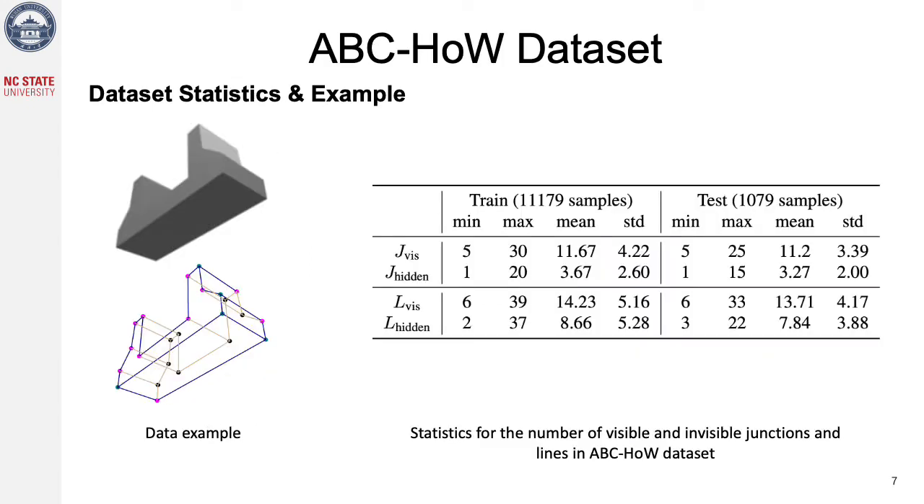Because there is no available data for the new task of HoW-3D, we present a dataset named ABC-HoW, which contains 991 objects from the ABC dataset that are dominated by straight line segments as the main physical object boundaries. For each object, we render the images and 3D wireframe models from their meaningful viewpoints for the HoW-3D task. The left side displays a pair of the rendered image and the corresponding 3D wireframe model, and the statistics for the number of visible and invisible junctions and lines in the ABC-HoW dataset are shown in the right table.